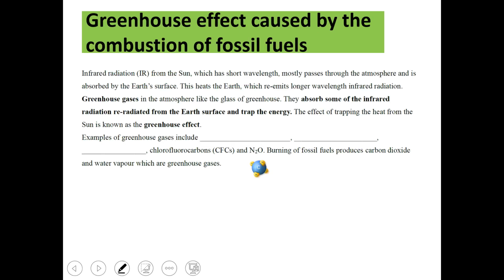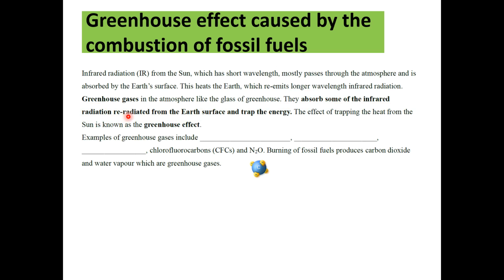So that's why there are some keywords that you can take your highlight pen and mark down. Firstly, infrared from the sun. Let me use my laser pointer. So infrared from the sun mostly passes through the atmosphere and is absorbed by the Earth's surface. And greenhouse gas works like the glass of a greenhouse. They will absorb some of the infrared radiation re-radiated from the Earth's surface and trap the energy.